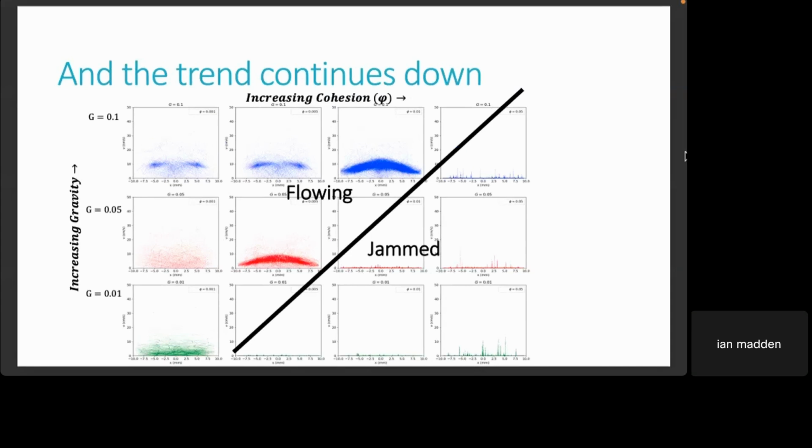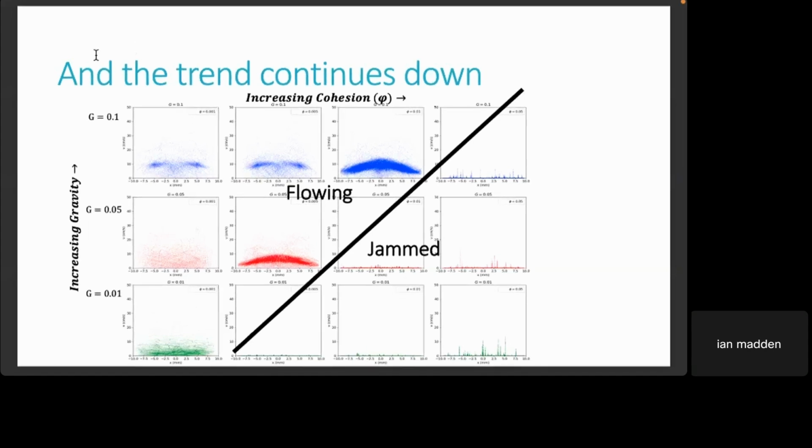I'm seeing some questions in the chat. I'll try to answer those as they're coming in. Yes, we have looked at the Tabor parameter and JKR versus DMT. It is slightly different, but honestly, given that we're going through phi and G over multiple decades, it's a pretty robust behavior that we're seeing. So we're pretty confident in this.